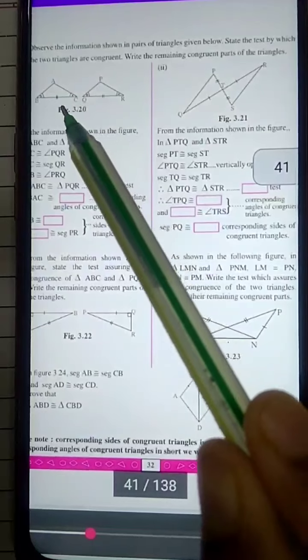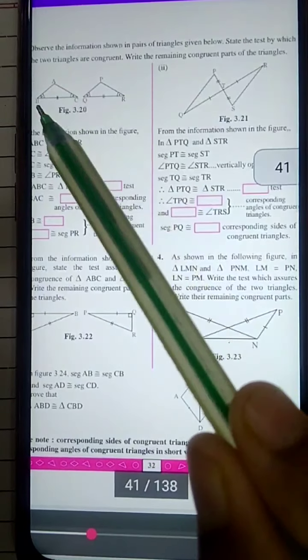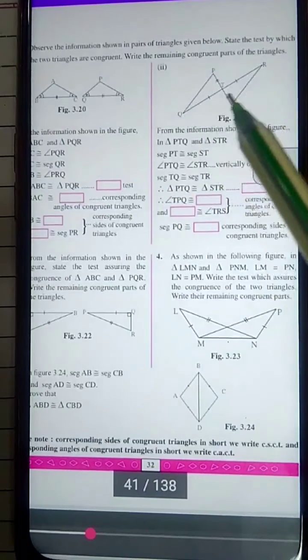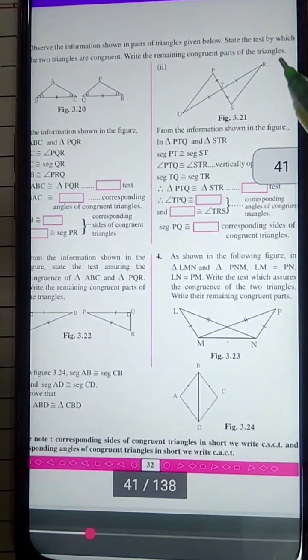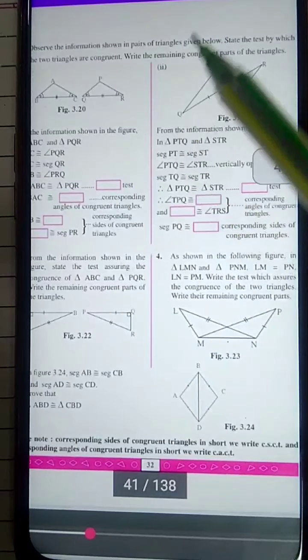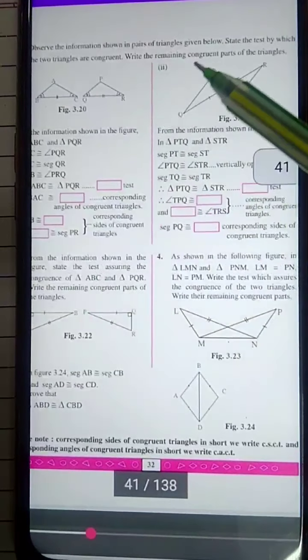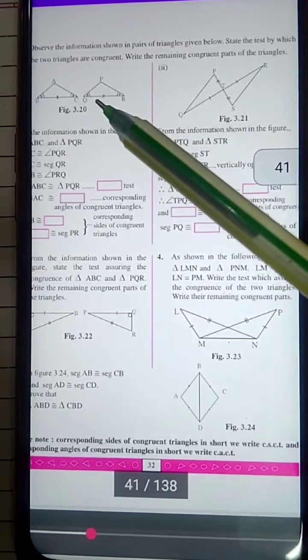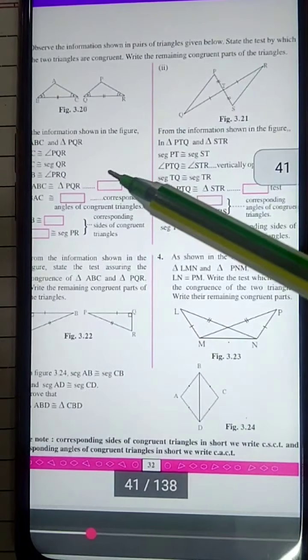Here you can see two triangles given and some parts are marked. Let us find out by which test the triangles are congruent, and we will find out the remaining congruent parts of the triangles. So this figure I'll draw in my book and we will solve it.